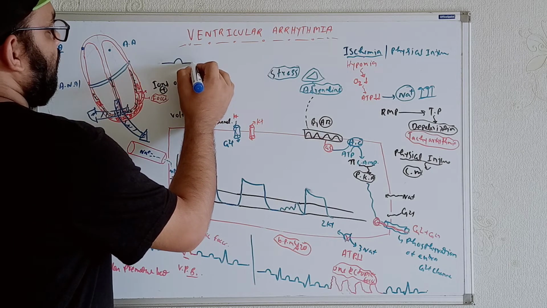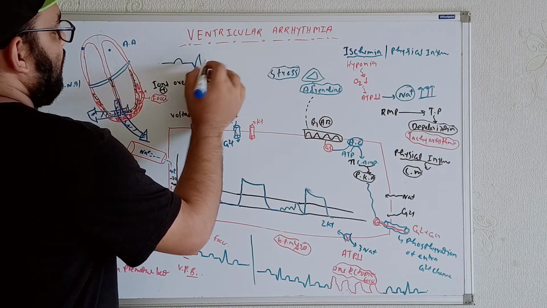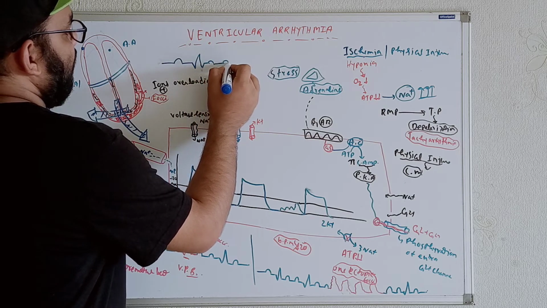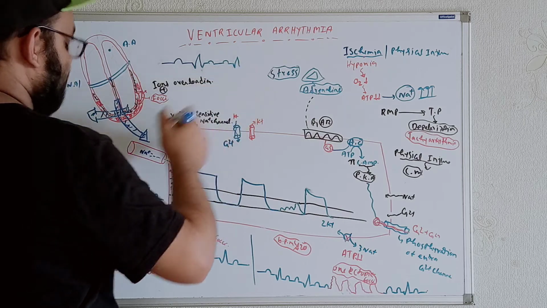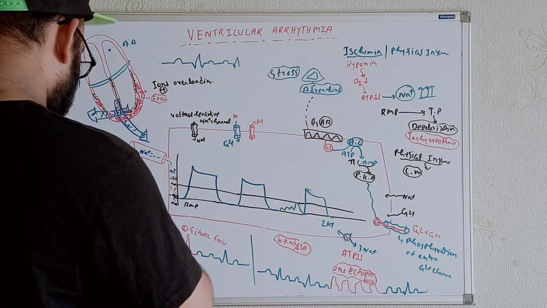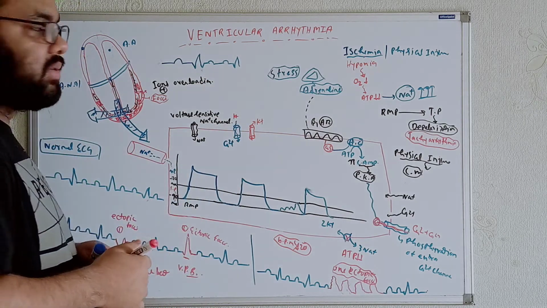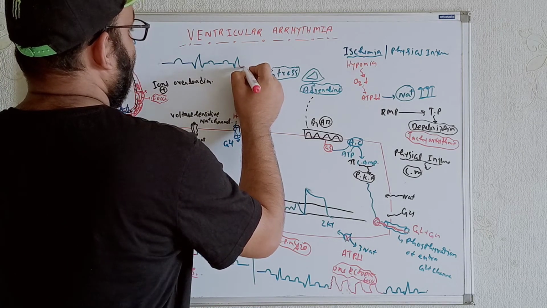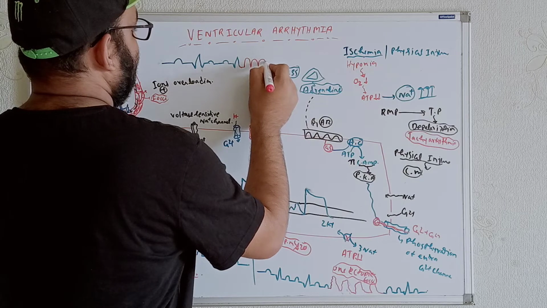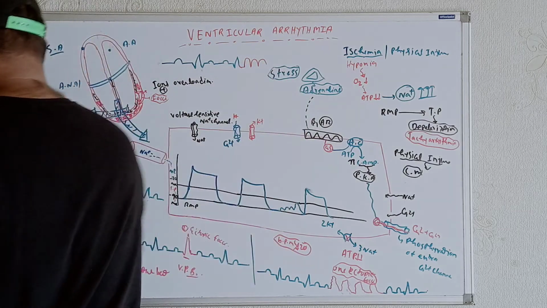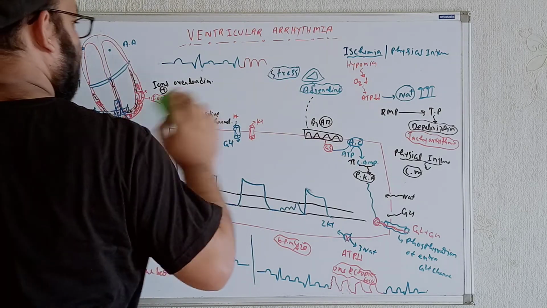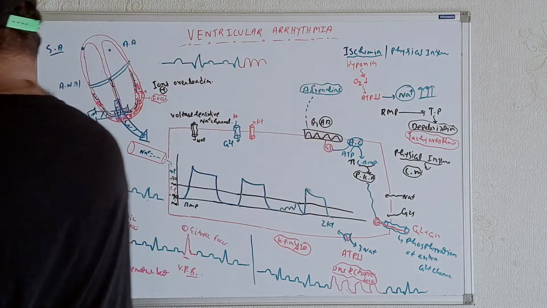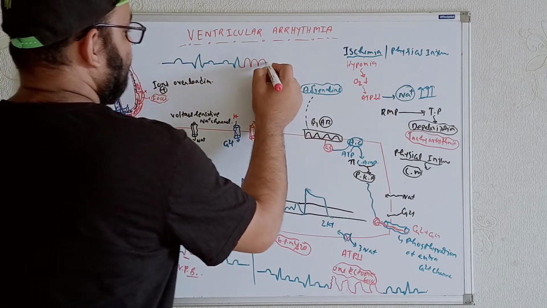P wave, QRS complex, again T wave, P wave, QRS complex, and in these cases, when you are talking in terms of ventricular flutter, see what we will get over here. Okay, let's erase this part. Okay, now let's continue again.